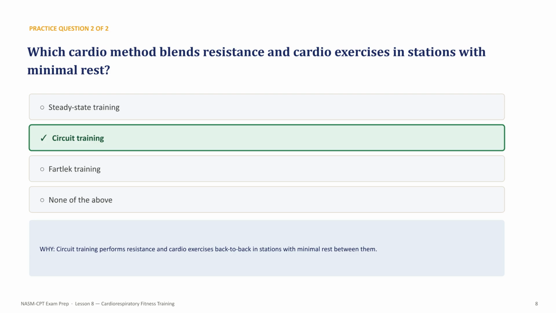One more question. Which cardio method blends resistance and cardio exercises in stations with minimal rest? Pause and think back to the 4 methods. The correct answer is circuit training. Here's why. Circuit training performs resistance and cardio exercises back-to-back in stations with minimal rest between them.